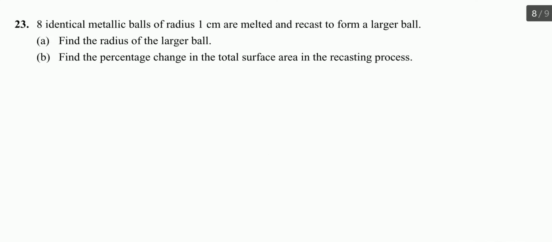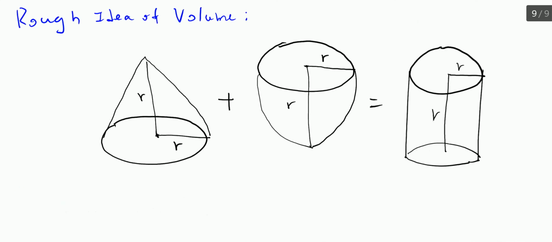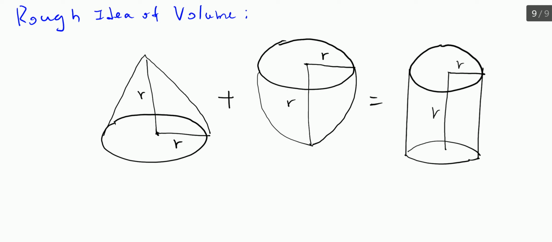So we can move on to tell you some ideas why we have such formulas. Here is the rough idea about the volume. This time I have a cone with base radius r and the height is r, and I have the hemisphere. Let me just write down the hemisphere and the radius.